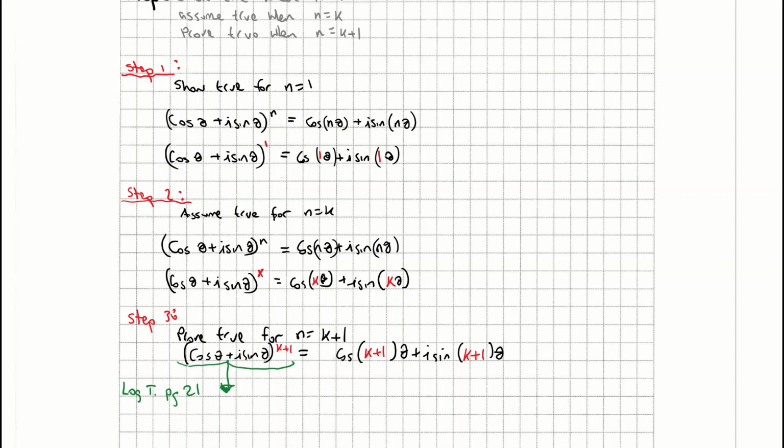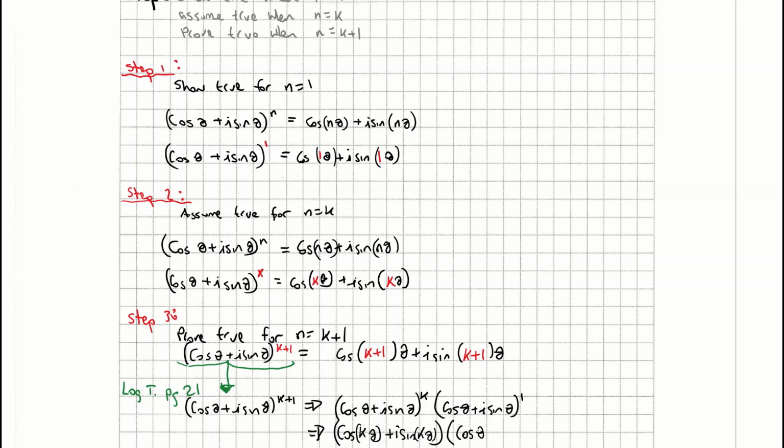So the first rule there on powers, I can change this now. So cos theta plus i sine theta to the power of k plus 1 is the same as cos theta plus i sine theta to the power of k times cos theta plus i sine theta to the power of 1. That's what the log tables on page 21 are telling me. And we have assumed true from step 2 that cos theta plus i sine theta to the power of k is the same as cos k theta plus i sine k theta. And I know then that cos theta plus i sine theta to the power of 1 from step 1 is just cos 1 theta plus i sine theta, or cos theta plus i sine theta. So I can basically eliminate the power of 1 there. So what I've done is I've used my step 1 and 2.